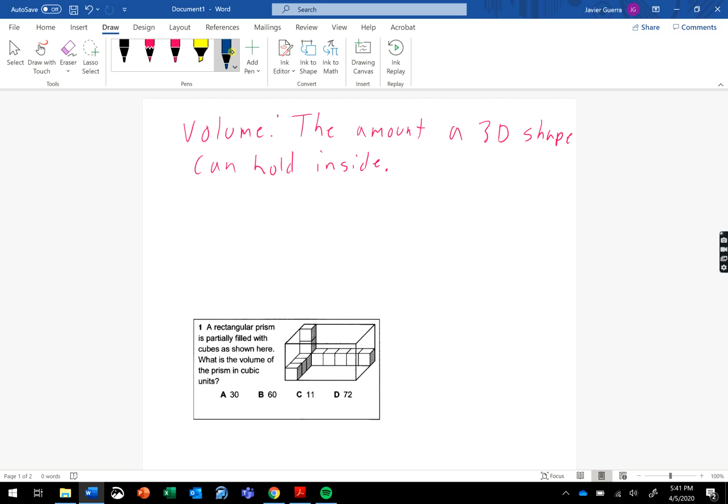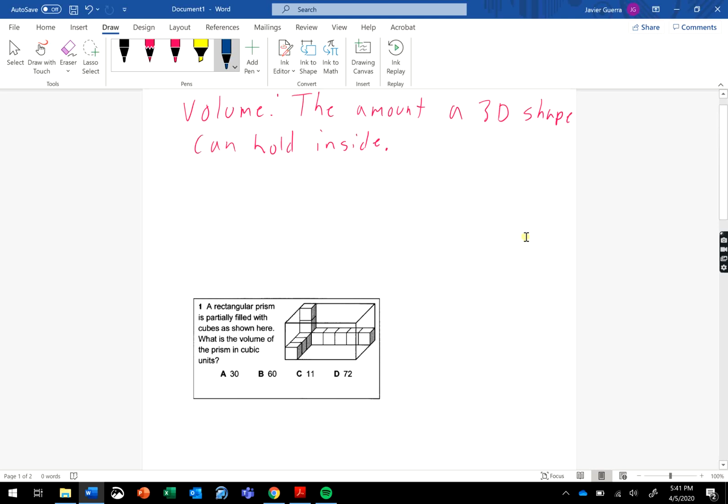So what we are using for our models or for our shapes are rectangular prisms. And I'm sure you guys remember that word, right? A rectangular prism. Try my best to write this correctly. So a rectangular prism is just imagine a 3D rectangle, right? So a 3D rectangle.